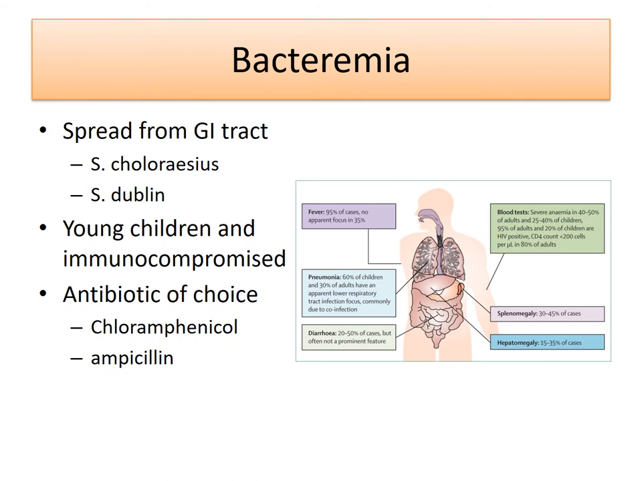The species that are more likely to disseminate to the blood are Choleraesuis and Dublin, okay? It is possible for any serotype to penetrate the gut, in particular in an immunocompromised patient. However, these two are much more likely to do it. And usually, the people we see this in are young children who have weak immune systems, or other people who are immunocompromised, i.e., all of your patients.